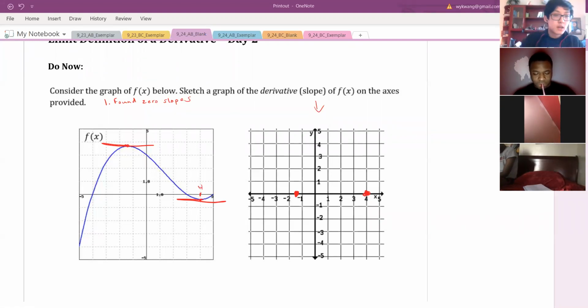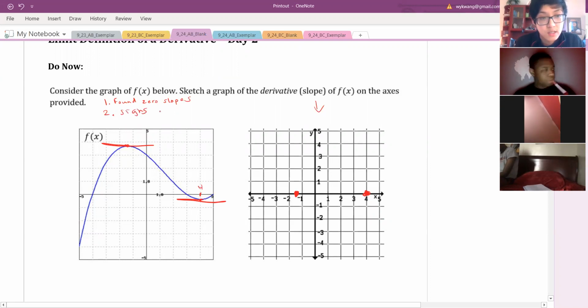So after we find the zero slopes, our second step should be to look at the signs of the slopes that aren't at 0. So the signs of slopes: we look to the left of this point and we see that this slope is positive. Then we look to the right of that point and we see the slope is negative. And then at this 0 to the right, there's a tiny portion which is also a positive slope. In terms of steepness, it goes from really positive and then to 0, so it's a tiny positive. And then it would look like this.